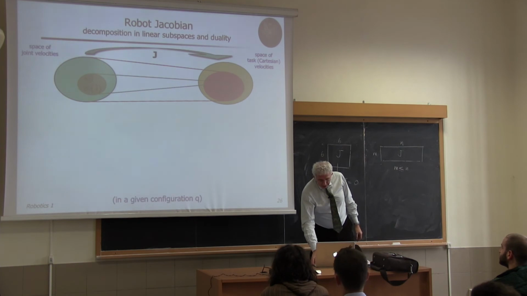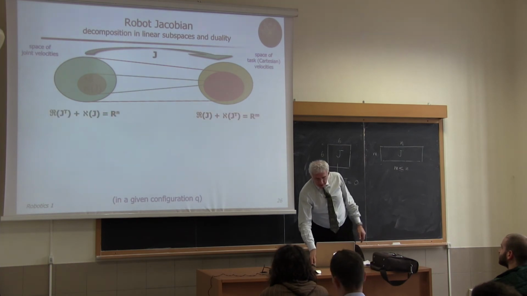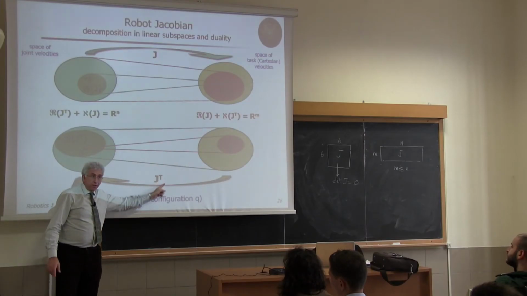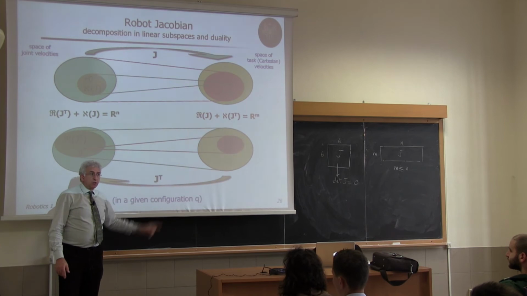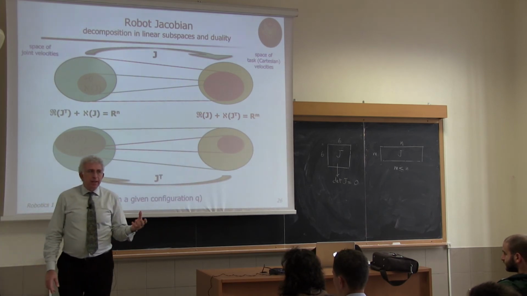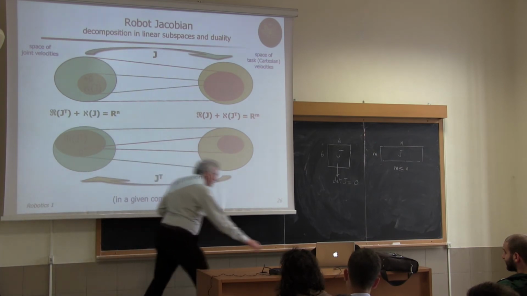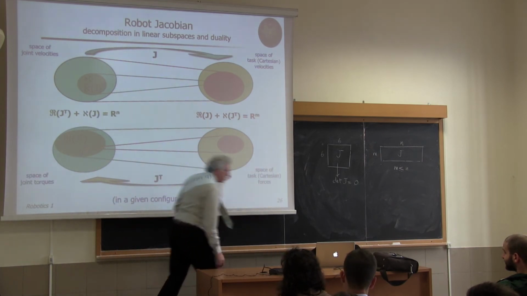Now, the nice thing that will be used later is a property of duality. Pay attention. This back map is not with the inverse or a pseudo-inverse of the Jacobian. It's just with the transpose of it. And we will soon learn that this is, in fact, a mapping between so-called force spaces.